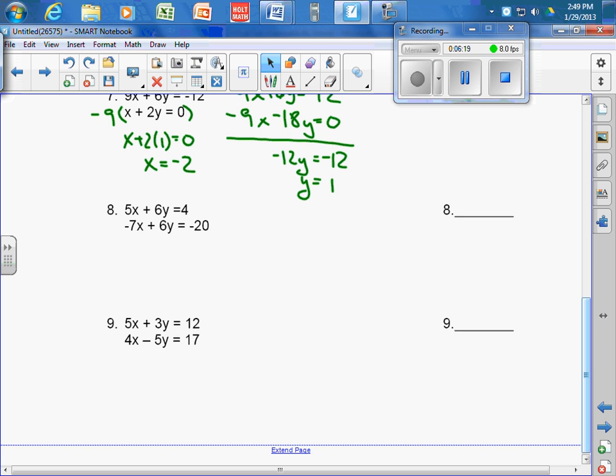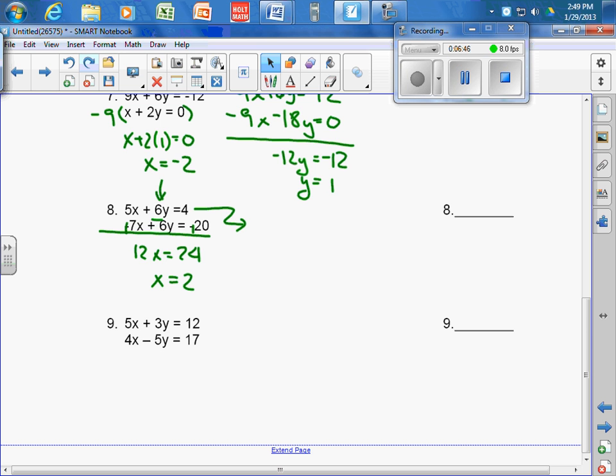In number 8, it'll be fairly simple to eliminate the y's here if the bottom equation had a -6y. So make it -6y. The only thing is, if you make that a negative, you have to change the sign of all the numbers in the bottom row, making it a +7x and a +20. That results in 12x is equal to 24, x is equal to 2.